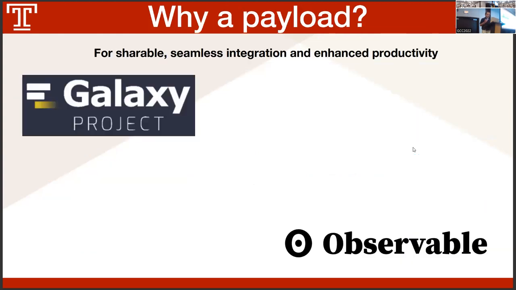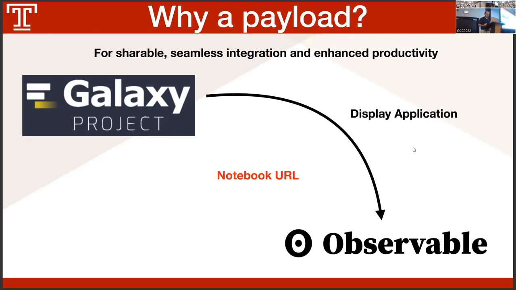So some people, it's a natural question to ask, why a payload? What does this really give you? I hope I can convince you that it's for shareable, seamless integration and enhanced productivity to move data in and out of these two platforms. Anything you need to share, you just put it all in this Observable JQ JSON, and you have the dataset ID for that, which allows you to go and fetch everything else.